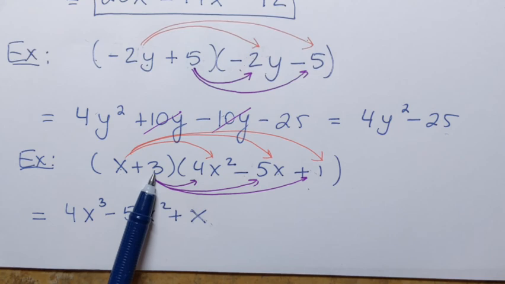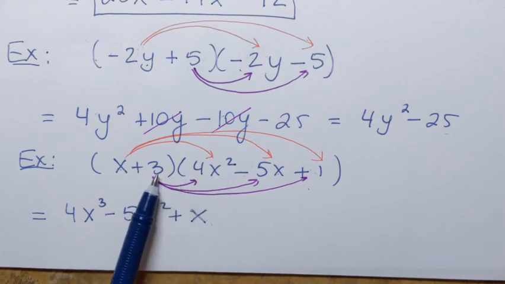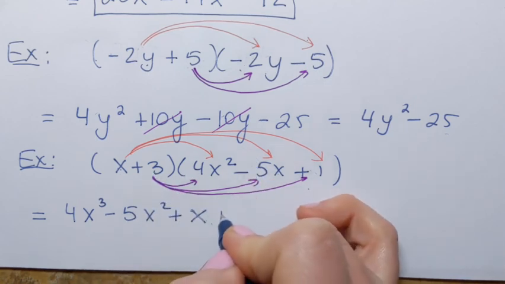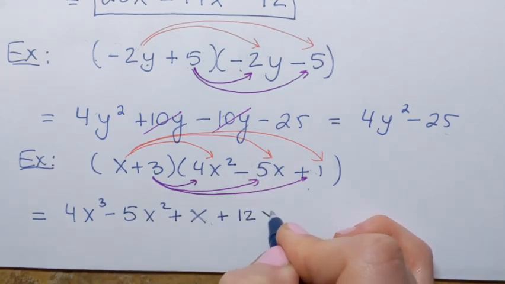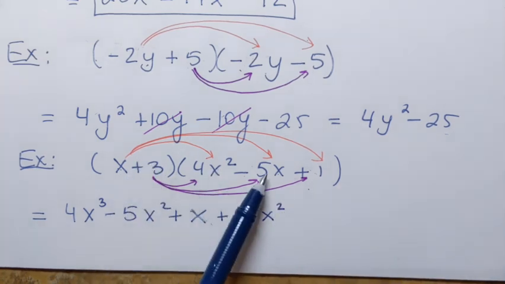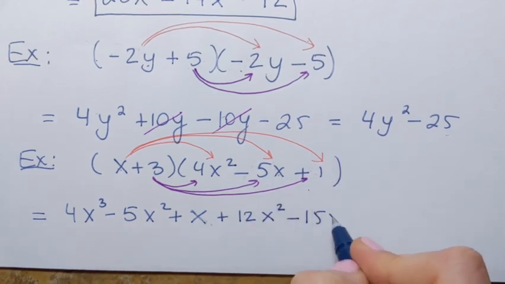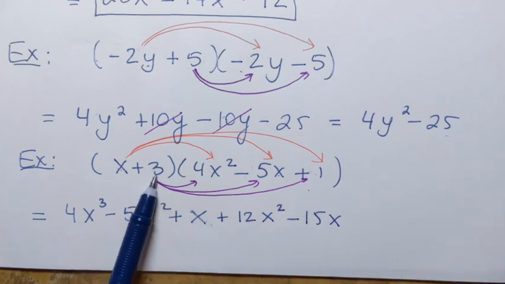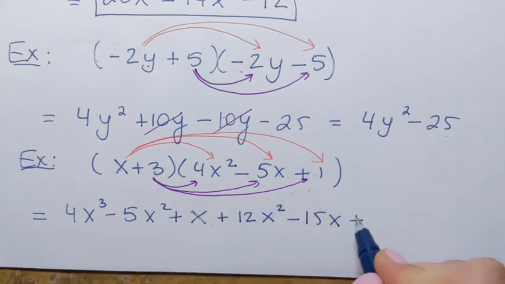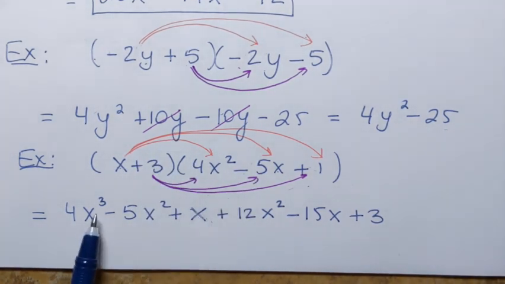So let's continue. Positive 3 times positive 4x squared. Here I will be multiplying just numbers. 3 times 4, it's 12, so it's plus 12. x stays with its original power, x squared. Next, positive 3 times negative 5, it's negative 15, and then just bring down x. And then finally, positive 3 times positive 1, that's 3, like that. Okay, so here, since I had 6 arrows, I should end up with 6 terms, and that's exactly how many I have. So the last step would be to combine like terms.